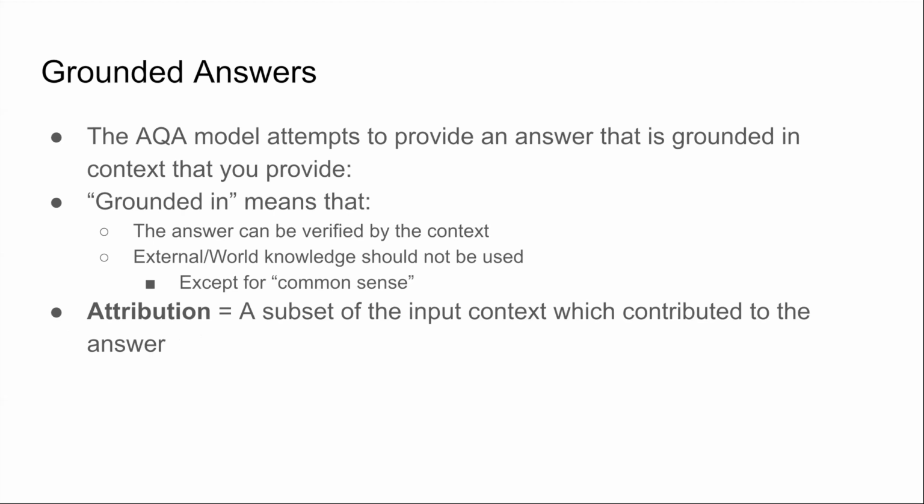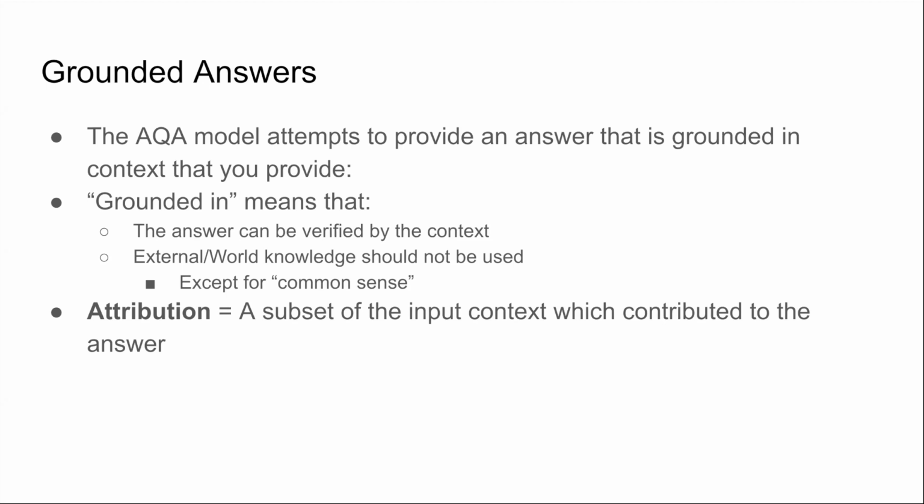The model provides where the answer is grounded to in the attribution, which is a subset of input context used to generate the answer. For example, if 10 passages are given to the model and only 2 are actually used in the response generation, then only the 2 passages will be part of the attribution. So it really lets you know where the answer is coming from.